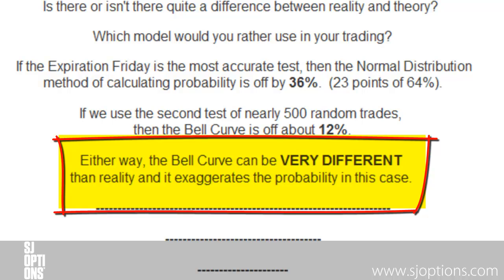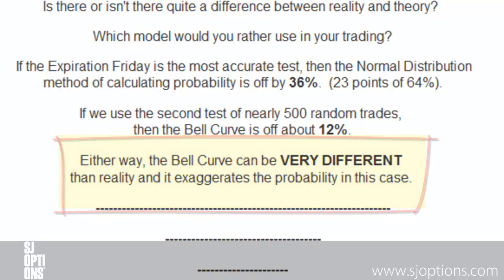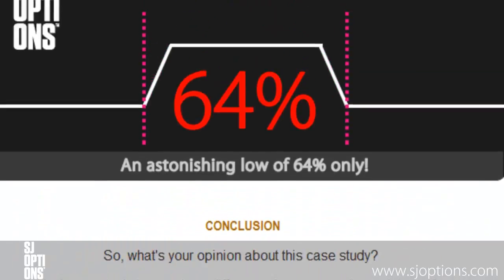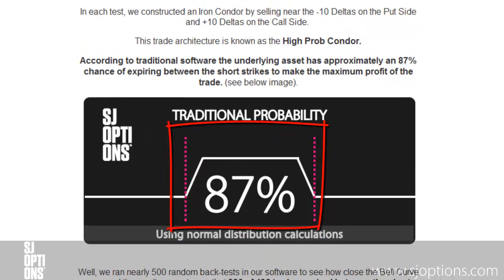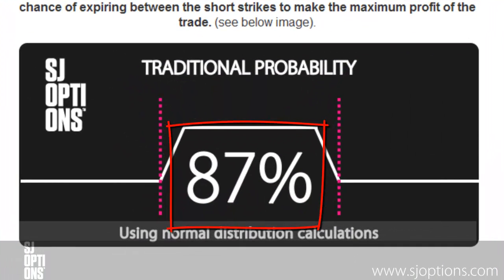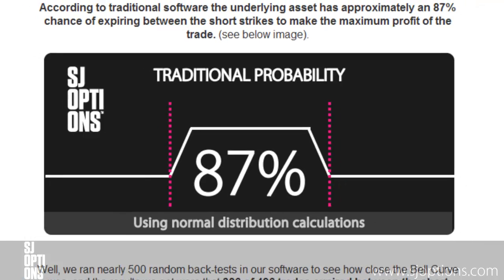So think about that for a moment. By using traditional probability calculating tools, you may be a little bit misled. You may think that you're trading a trade that has a probability of 87%, when in fact your probability may be in the 60s. No, I'm not saying this is always the case. This is just one case study, but it sure is an eye-opener, and it makes you think twice about just relying simply on the bell curve.